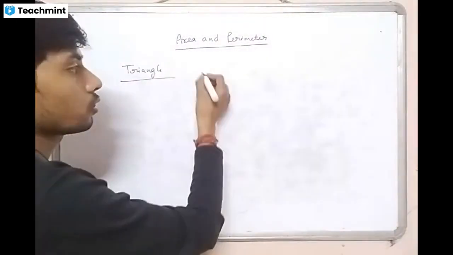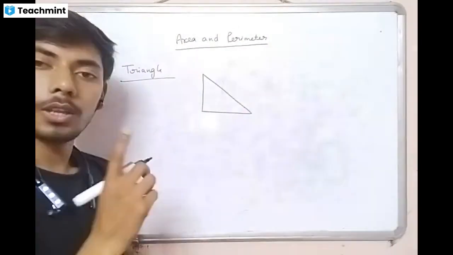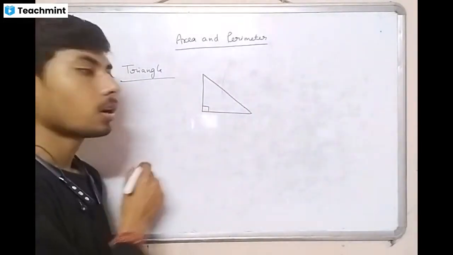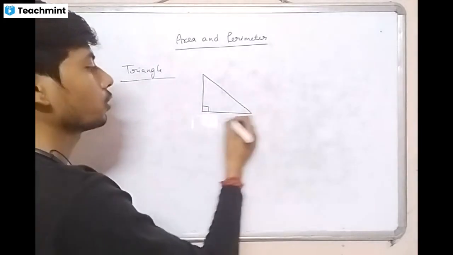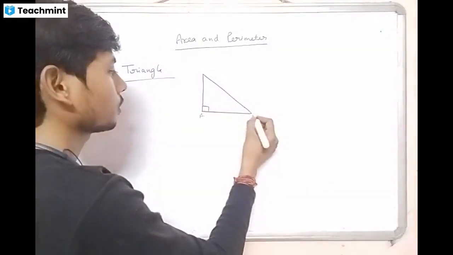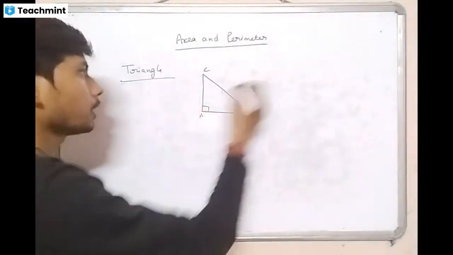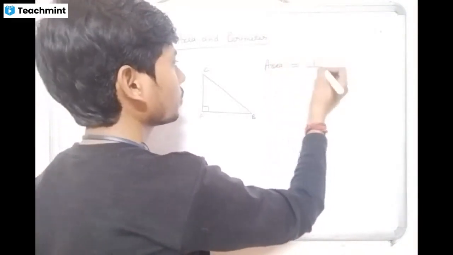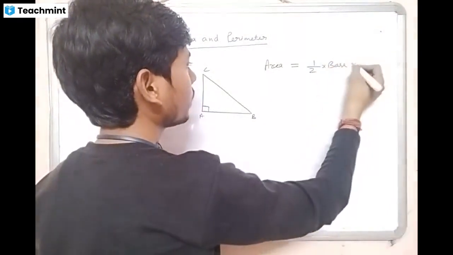Okay, so this is your triangle. When your triangle has a 90 degree angle, that is, out of three angles, if one angle is 90 degrees, it is known as a right angle triangle. So the area of a right angle triangle is 1/2 into base into height.